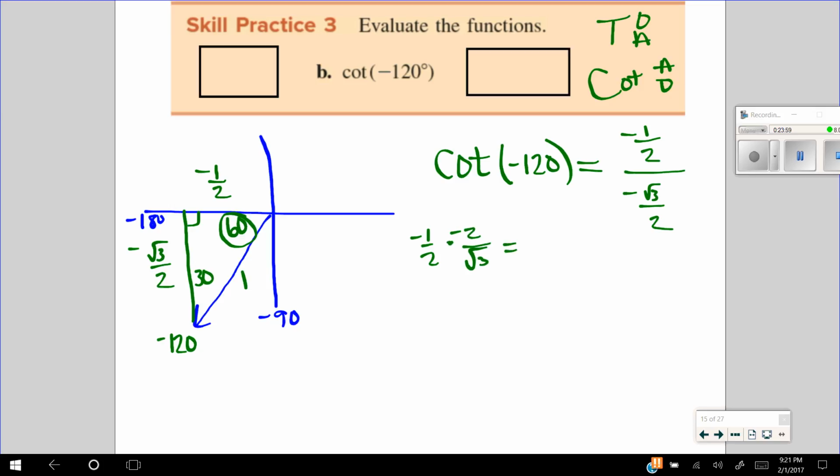Okay, well, negative over negative times negative will make it positive. The 2's drop out, and I get 1 over root 3. I'm going to rationalize it, so root 3 over root 3 gives me positive square root of 3 over 3. And there I have my answer, cotangent of negative 120. Okay?